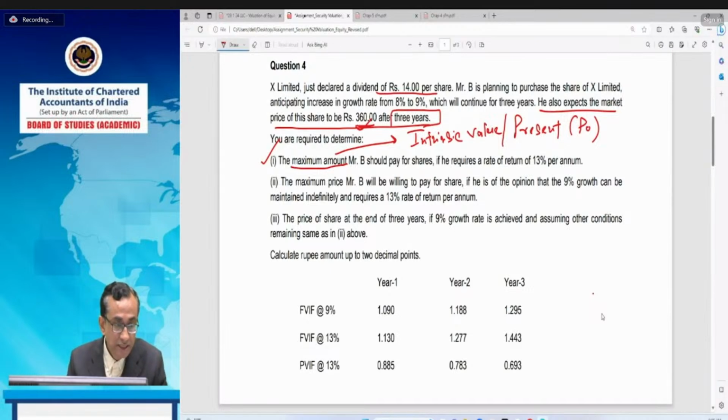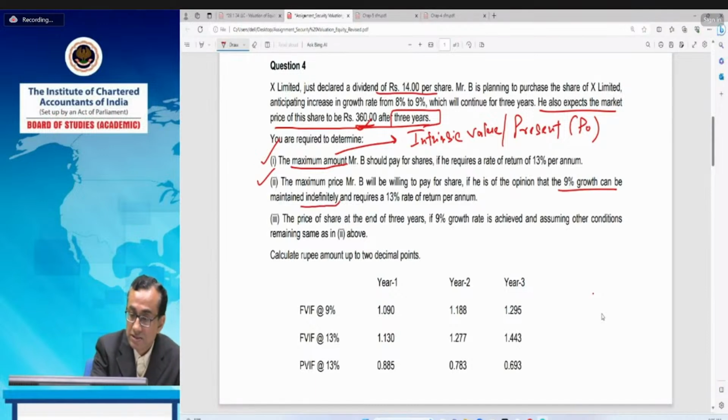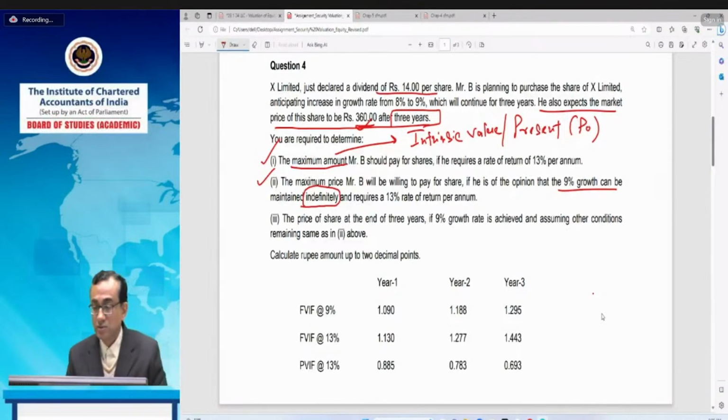Now come to the second point: what is the maximum price Mr. B will be willing to pay for the share if he is of the opinion that a 9% growth rate can be maintained indefinitely and requires a 13% rate of return? What you observe in this second part is that the 9% growth rate can be maintained indefinitely. This is important. It means the 9% growth rate will continue for a long time to come, perpetually. So Gordon's formula will be used in this case, that is D1 upon K minus G.